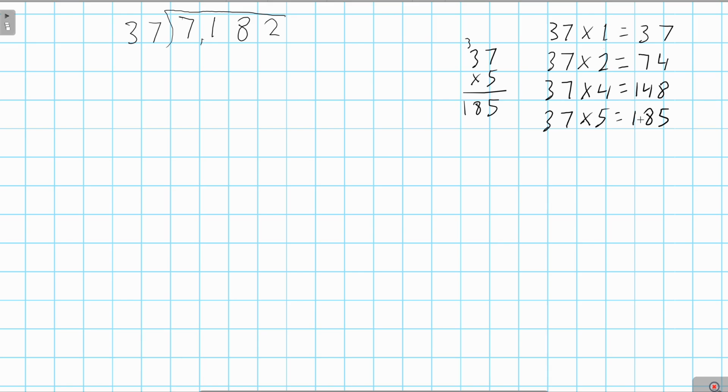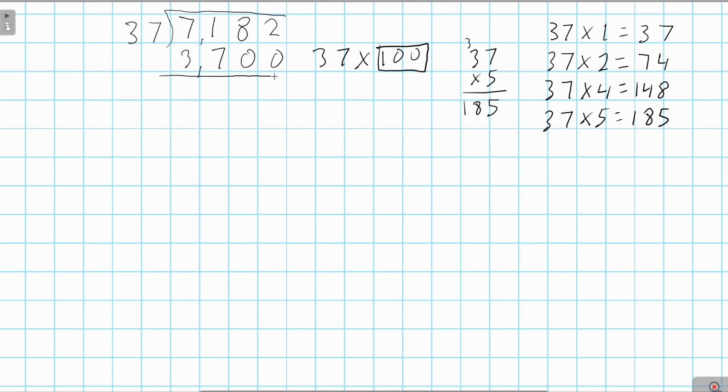Okay, so I'm going to start over here by doing 37 times 100. 37 times 100 right here. So that's going to be my first partial quotient. So what is 37 times 100? Okay, so since I know that 37 times 1 is 37, then 37 times 100 is 3,700.